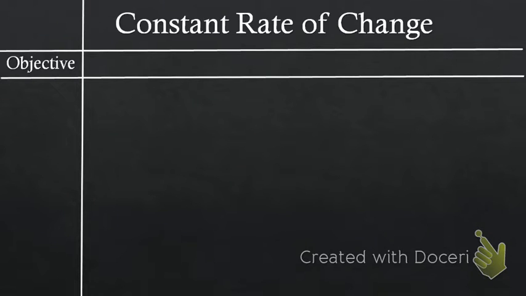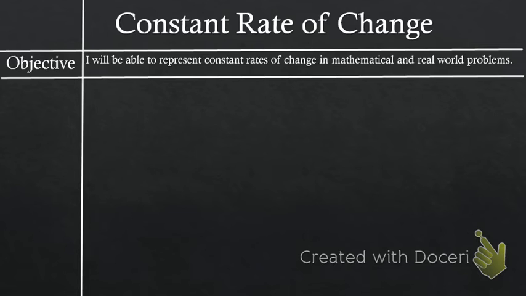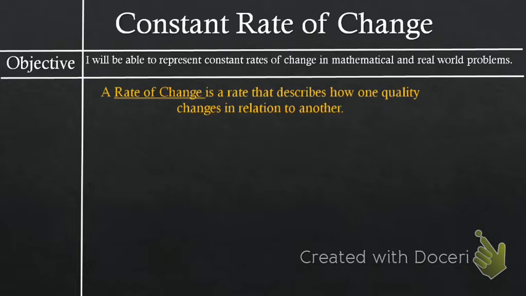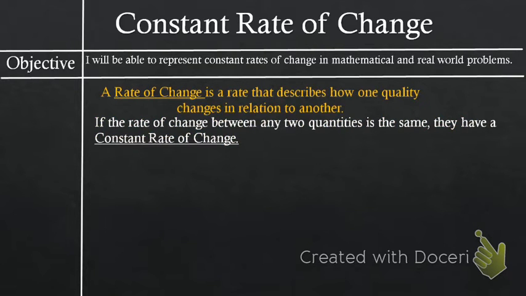Okay, today you are doing constant rate of change. Our objective: I will be able to represent constant rates of change in mathematical and real-world problems. Rate of change is a rate that describes how one quantity changes to another. If the constant rate of change between any two quantities is the same, they have a constant rate of change.